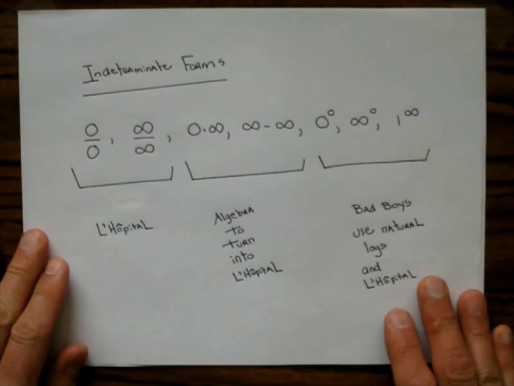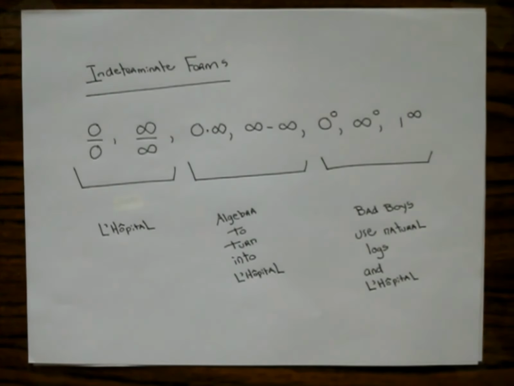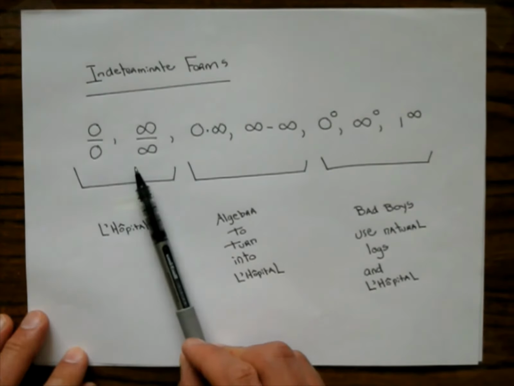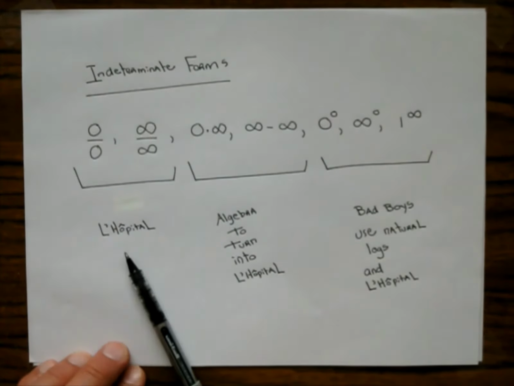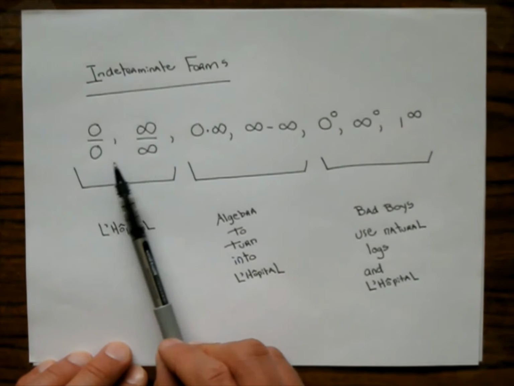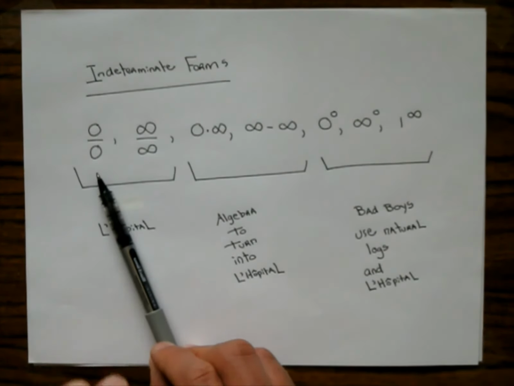So let's give you a list of a few more indeterminate forms, and we'll see how that plays out. These guys are L'Hopital, and we could put negative infinity over infinity, etc. That's what we've been doing. Mostly these ones. These are the ones where you can do L'Hopital's.